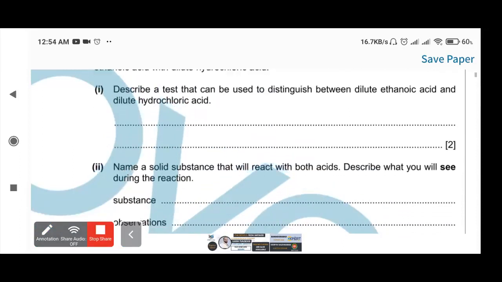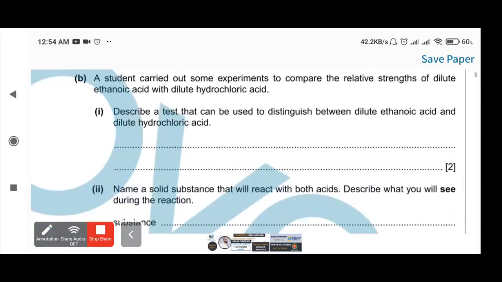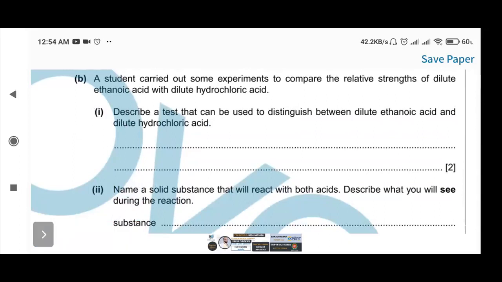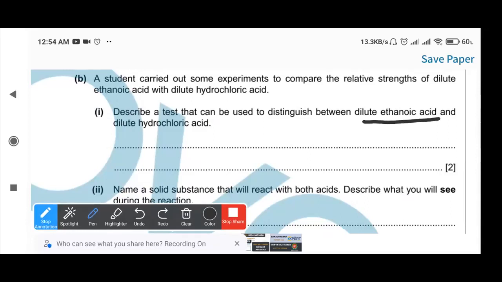So here the student asked about the distinction between ethanoic acid and dilute hydrochloric acid. Ethanoic acid is a weak acid and hydrochloric acid is a strong acid. Ethanoic acid will react slowly, and hydrochloric acid is a strong acid, so it reacts fast. So let's do the test.